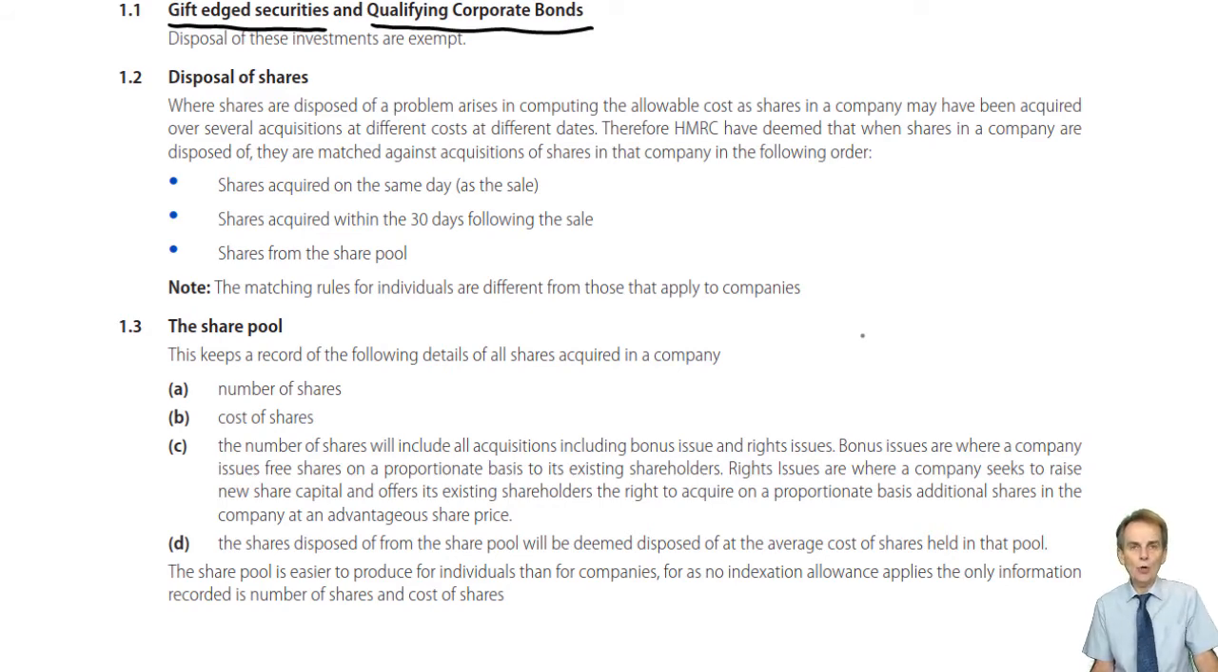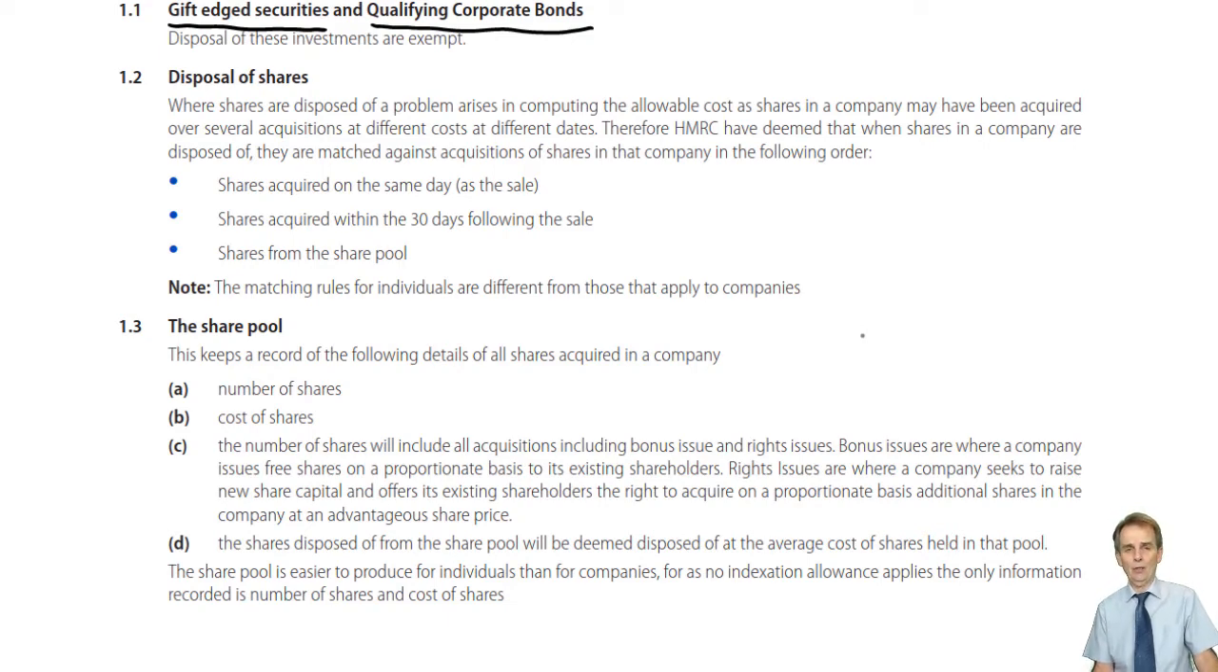If I do not know which ones they are, they having all been acquired at different costs at different points in time, how can I calculate the gain? So I need some way of recognizing, when a share sale takes place, or even a gift of those shares takes place, which shares are now being disposed of.